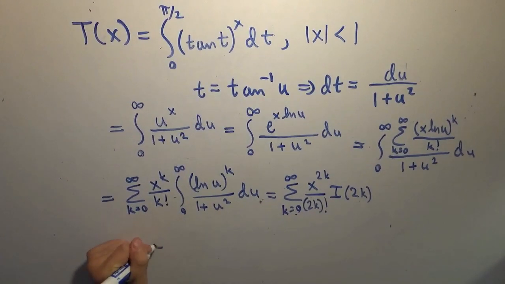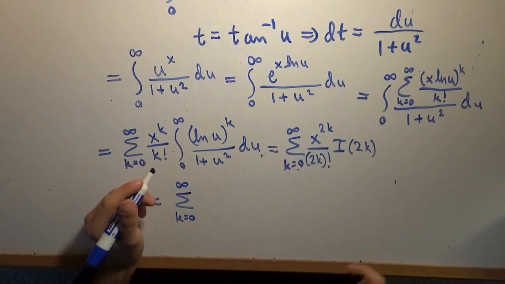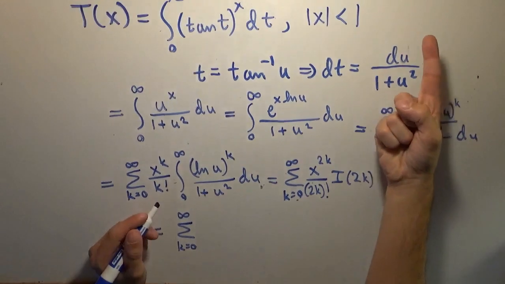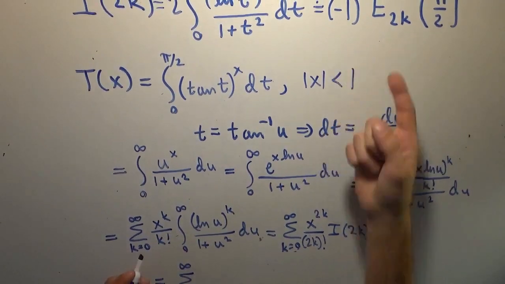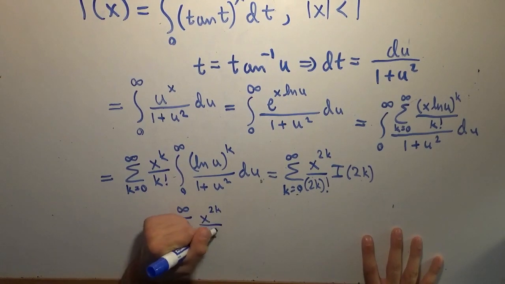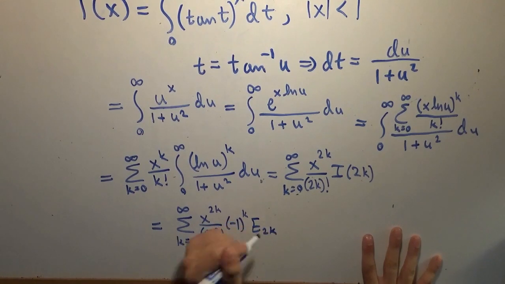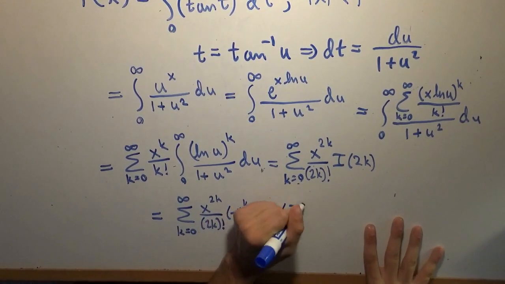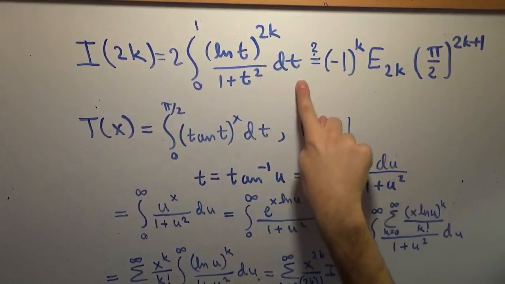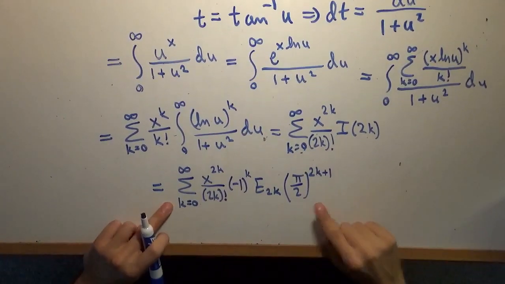So this is going to be equal to the sum from k equals 0 to infinity, and I'm simply going to replace I of 2k by that equality that we have up at the top of the board, right here, involving the Euler numbers, and it's x to the 2k over 2k factorial times negative 1 to the k times the even Euler numbers times pi over 2 to the power of 2k plus 1. If this equality does in fact hold, and this question mark weren't there and we knew it were true, then it would have to equal this thing in terms of the Euler numbers.